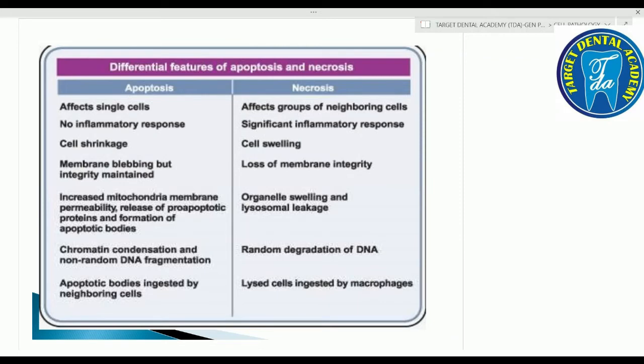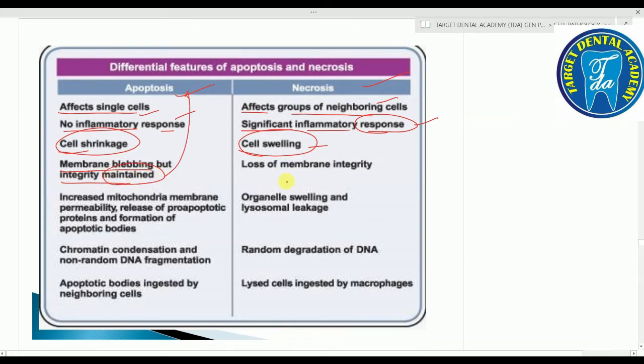So let's discuss some of the differentiating features between the apoptosis and the necrosis. In apoptosis, only a single cell is affected, while in the necrosis, it affects a group of neighboring cells. There is no inflammatory response in the apoptosis, while there is significant inflammatory response seen in the necrosis. There is cell shrinkage in the apoptosis, while there is cell swelling in the necrosis. There is membrane blebbing but integrity is maintained in the apoptosis, while there is loss of membrane integrity in the necrosis.